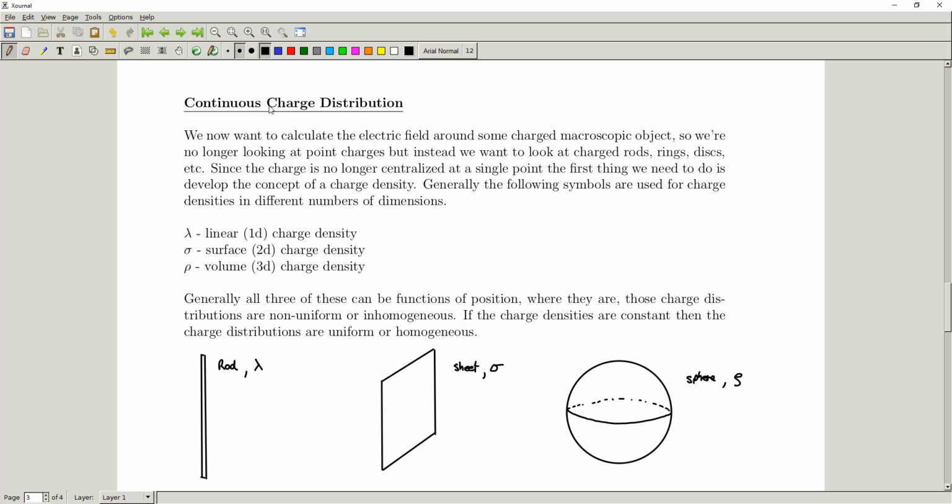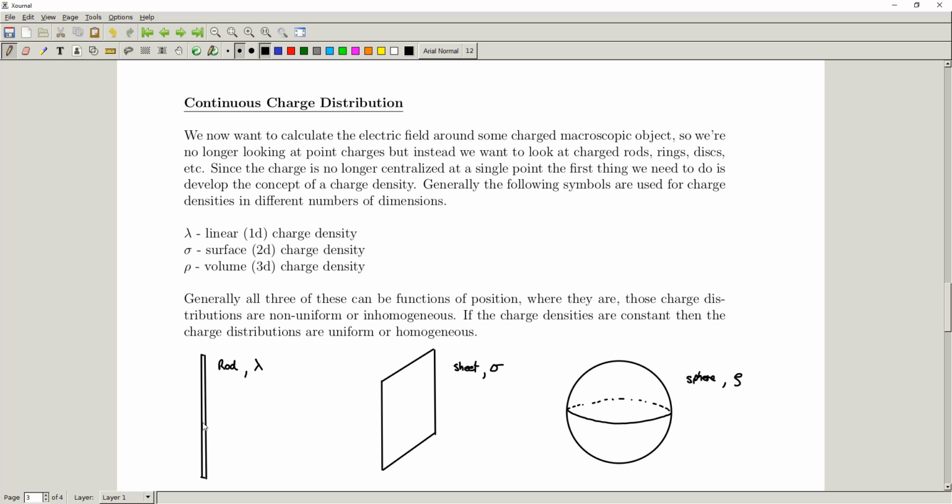So let's say we're talking about a charged rod, for example here. For our first example, I've kind of drawn them out here. If we're dealing with a charged rod, we're going to need to know what the charge per unit length is, right? So this rod's going to have some length, and we need to know what the charge per unit length of that rod is.